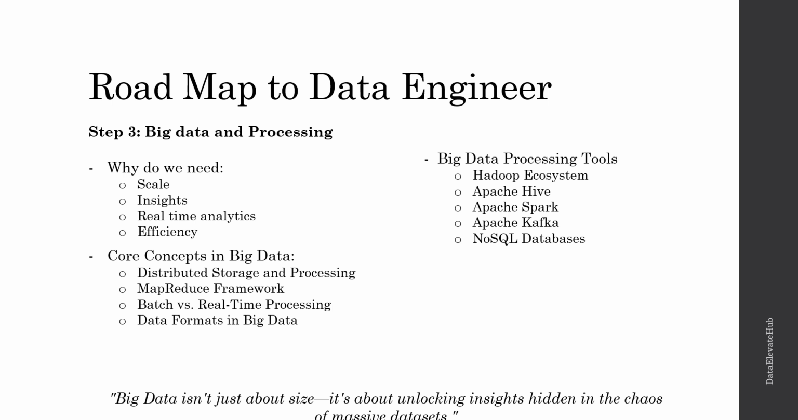Now let's talk about big data processing tools. First one is the Hadoop ecosystem. So it consists of HDFS. HDFS means Hadoop Distributed File System. It is a distributed storage for big data. And next we have a processing engine, MapReduce, for parallel processing. And next YARN. It is a resource manager to perform the processing.